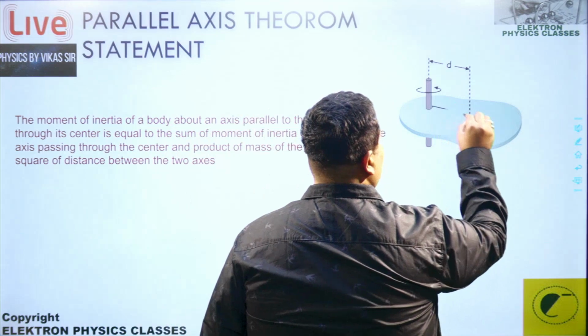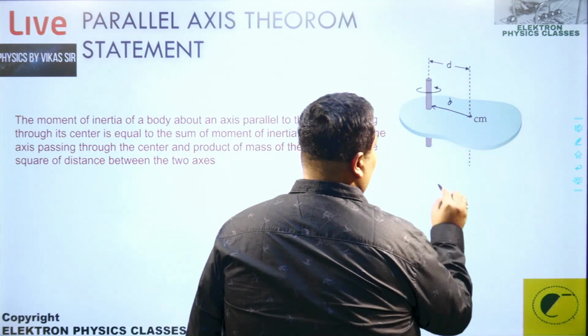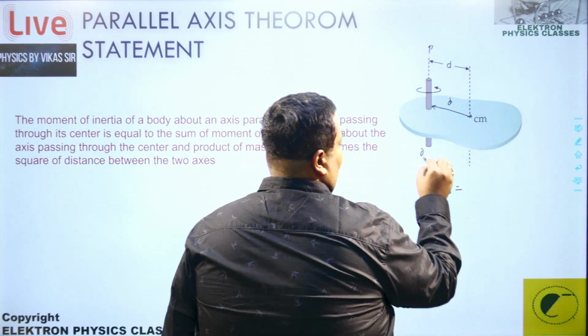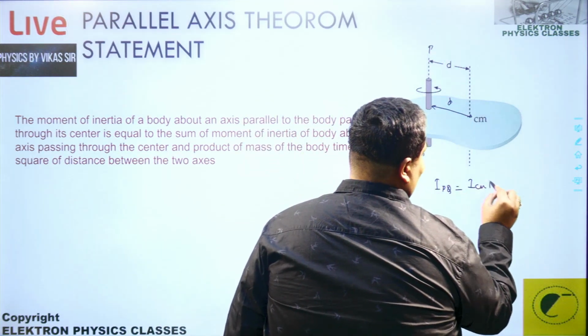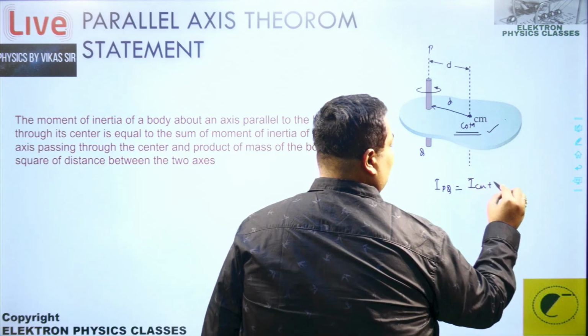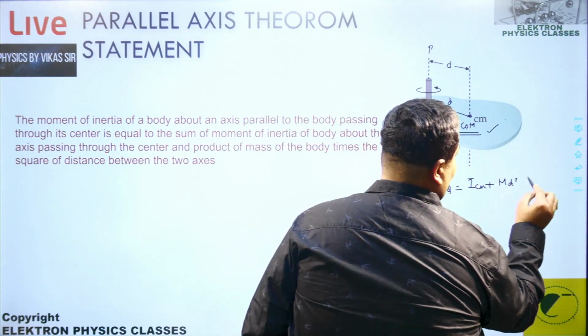If this distance is supposed to be d, the moment of inertia about the given axis, that is the PQ axis, this one, is equal to the moment of inertia about the CM axis, the center mass axis, because this is supposed to be the center mass point preferably, plus M into d square. That's your equation.